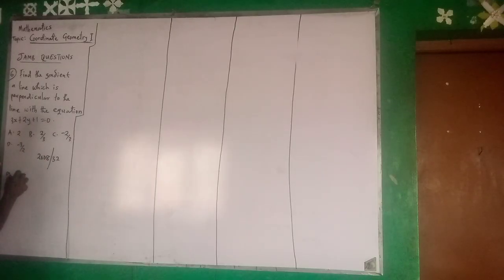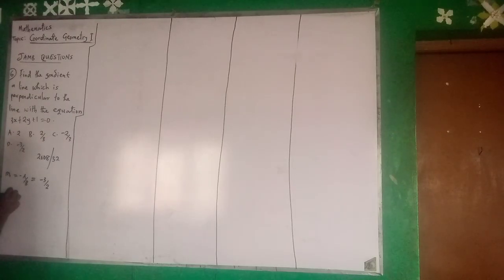So in that case, M1 is equal to minus A over B. And that would be what? A is 3, minus 3. B is 2. I told you if you want to use this one, you can make y the subject of the formula and then you can still convert it to another equation. Right? Alright.